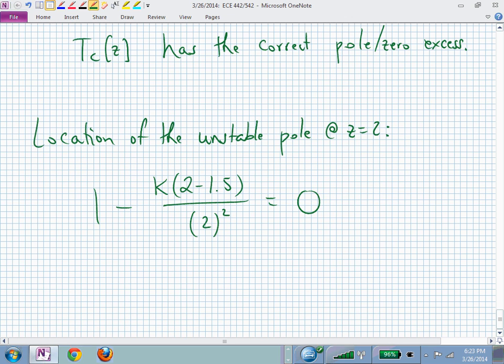Because we can't cancel unstable poles and zeros. Restriction 2 and 3 are based on that premise or that understanding. So now we just solve for the only unknown in this expression, which is k.